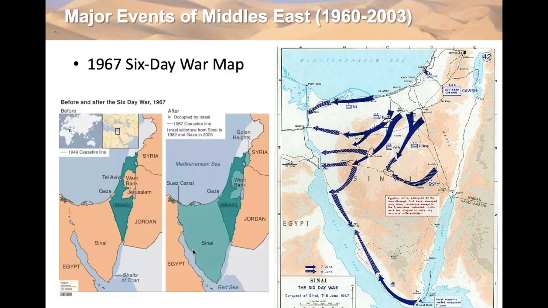So Israel invaded Sinai. This is what they occupied during the 6-day war. And of course, after negotiations and all of that, you see here on the map, it says they withdrew from Sinai in 1982, and they withdrew from Gaza in 2005. So they occupied for quite a long time, and there was more war going on during that time up until they withdrew.